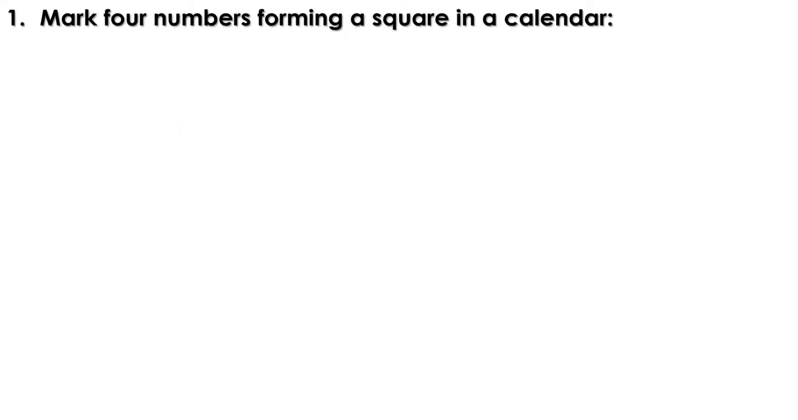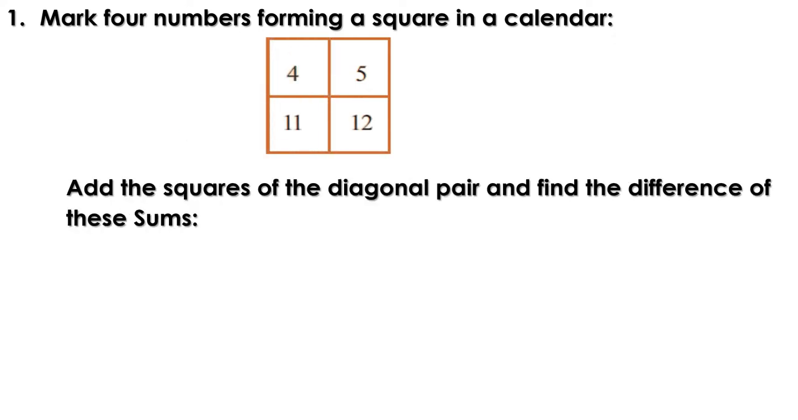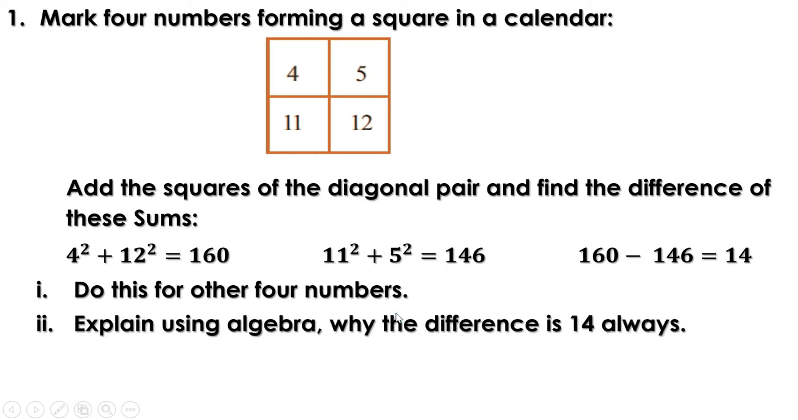Mark four numbers forming a square in a calendar. Add the squares of the diagonal pair and find the difference of these sums. 4 square plus 12 square is equal to 160. 11 square plus 5 square is equal to 146. 160 minus 146 equal to 14. Do this for other four numbers. Explain using algebra why the difference is 14 always.